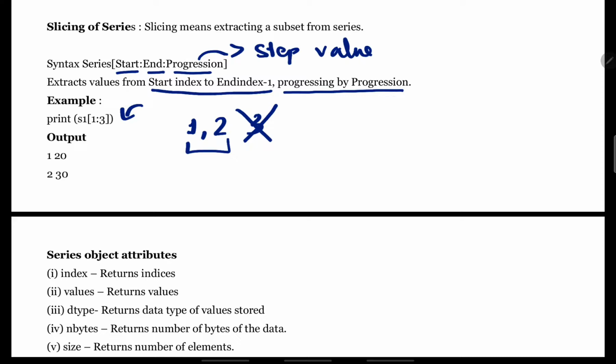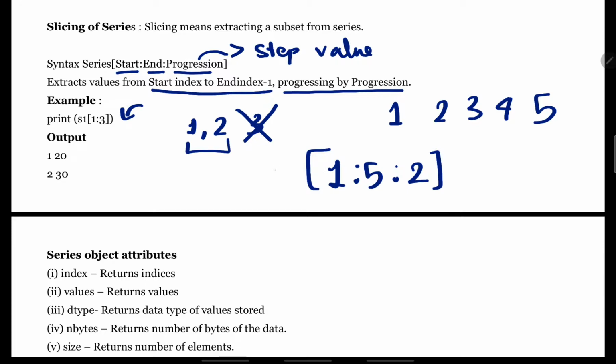Now suppose you have got a series in which there are 5 elements and the indexes are 1, 2, 3, 4 and 5. Okay, now suppose you have asked to do this kind of slicing, S1 is 1:5:2. So that is your indexing. This is the index given by you. Now what will happen basically is that it will start from the first value and it will go to the fifth value, but in this case you have given step value also.